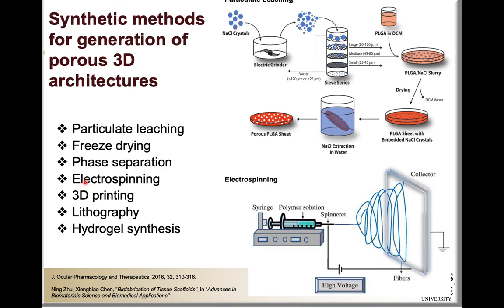The next method is electrospinning, which is shown here on the right. What you do is begin with a polymer solution. That polymer solution is applied through a spinneret to which we apply a high voltage. That basically results in, as the polymer is ejected from the syringe, that voltage driving it to go toward a collector that is grounded.